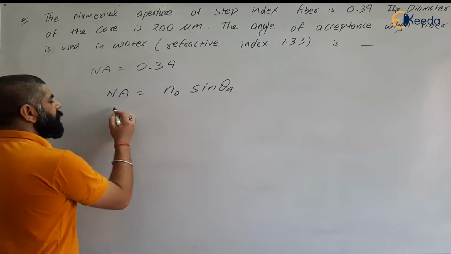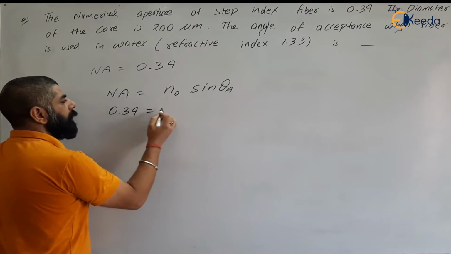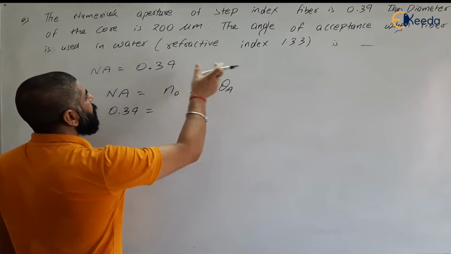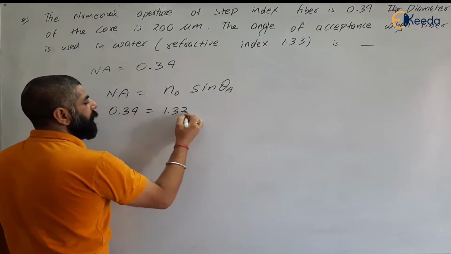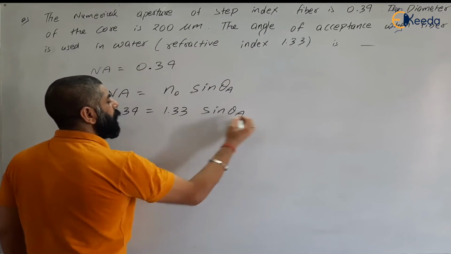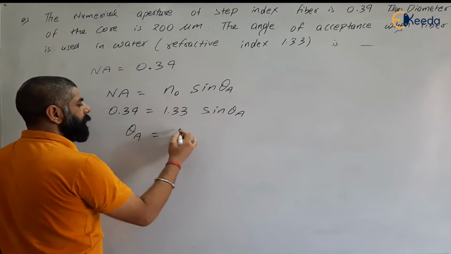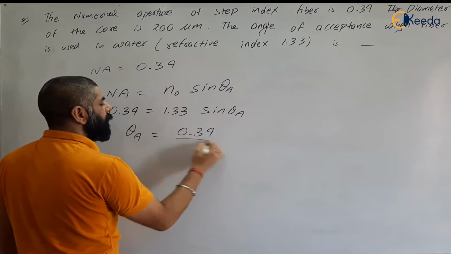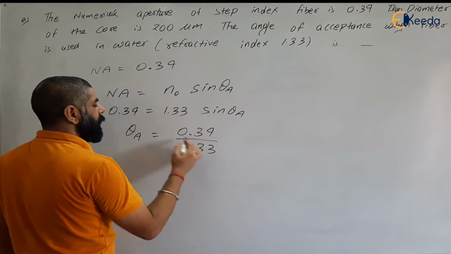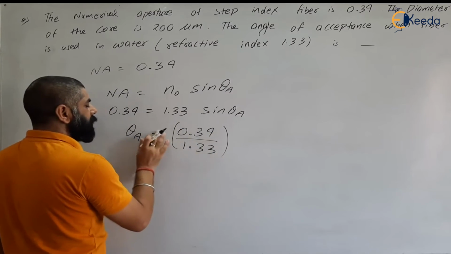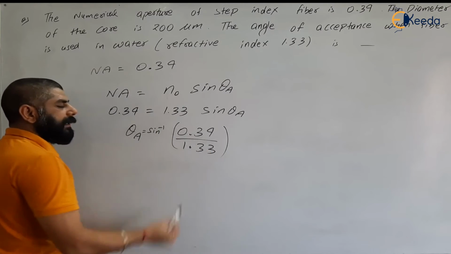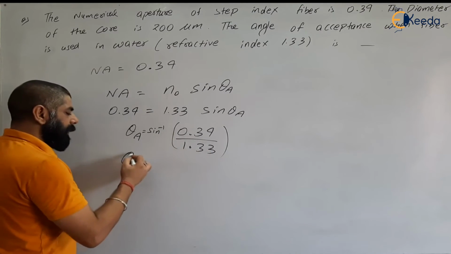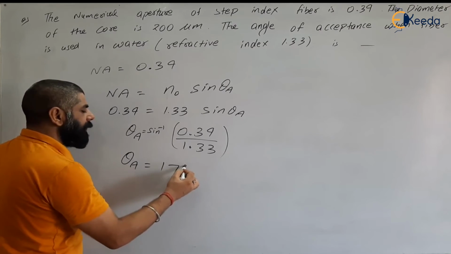So the numerical aperture is given as 0.39. N naught is the refractive index; it is placed in water and the refractive index of water is 1.33, times sine of acceptance angle. So the acceptance angle will be sine inverse of 0.39 divided by 1.33. So sine inverse of 0.39 divided by 1.33. So the acceptance angle will come out to be 17 degree.